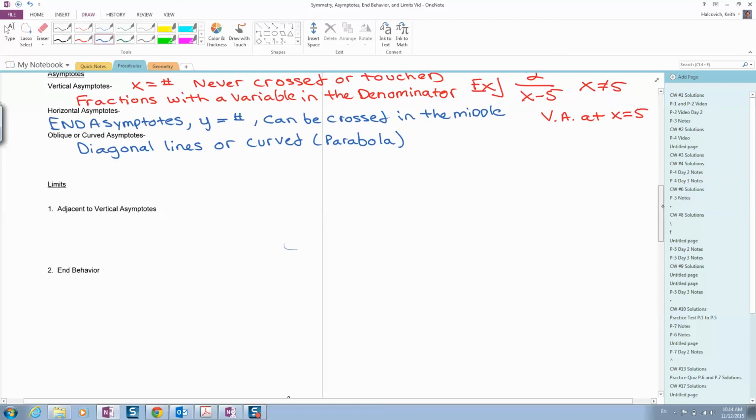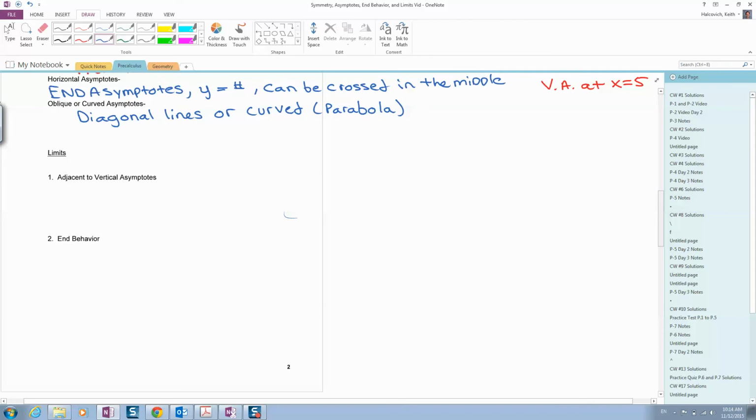The next concept we'll talk about are limits. Now there are a couple types of limits. First, adjacent to vertical asymptotes. You can take the limit as x goes to a number, whatever the vertical asymptote is, from the right, that's the plus, and you'll say what that equals. That's the right-hand side limit. And the limit as x approaches the vertical asymptote, whatever it is, from the left, that's minus, what that equals. So that's the left-hand side limit.